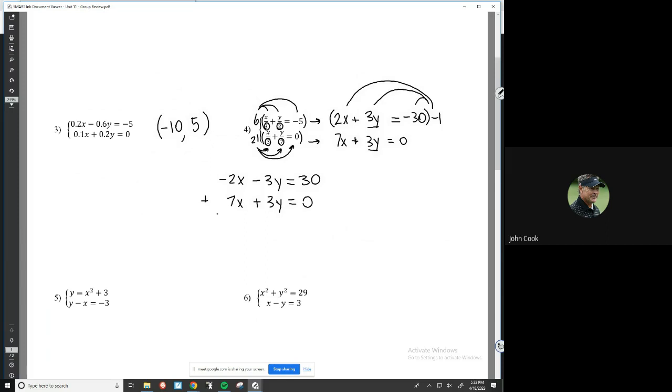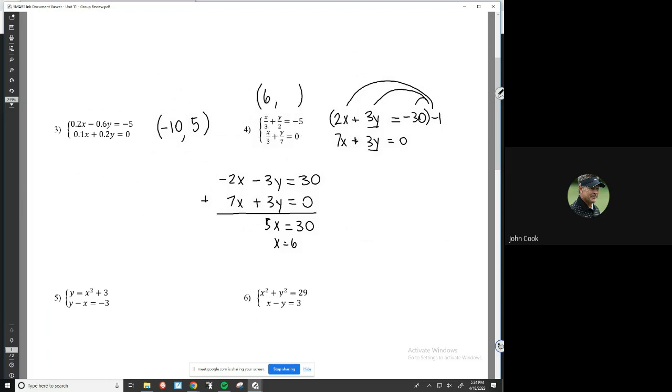And if I add these two equations together, combining like terms, 7x minus 2x is going to give you 5x. 3y minus 3y is going to give you 0y. And 30 plus 0 gives you 30. Okay, so let's get rid of that plus 0y because that's useless. So this really just becomes 5x equals 30. So if I divide both sides by 5, I get x equals 6. And just like that, I've got my x value for my ordered pair. So here we go, x is 6.